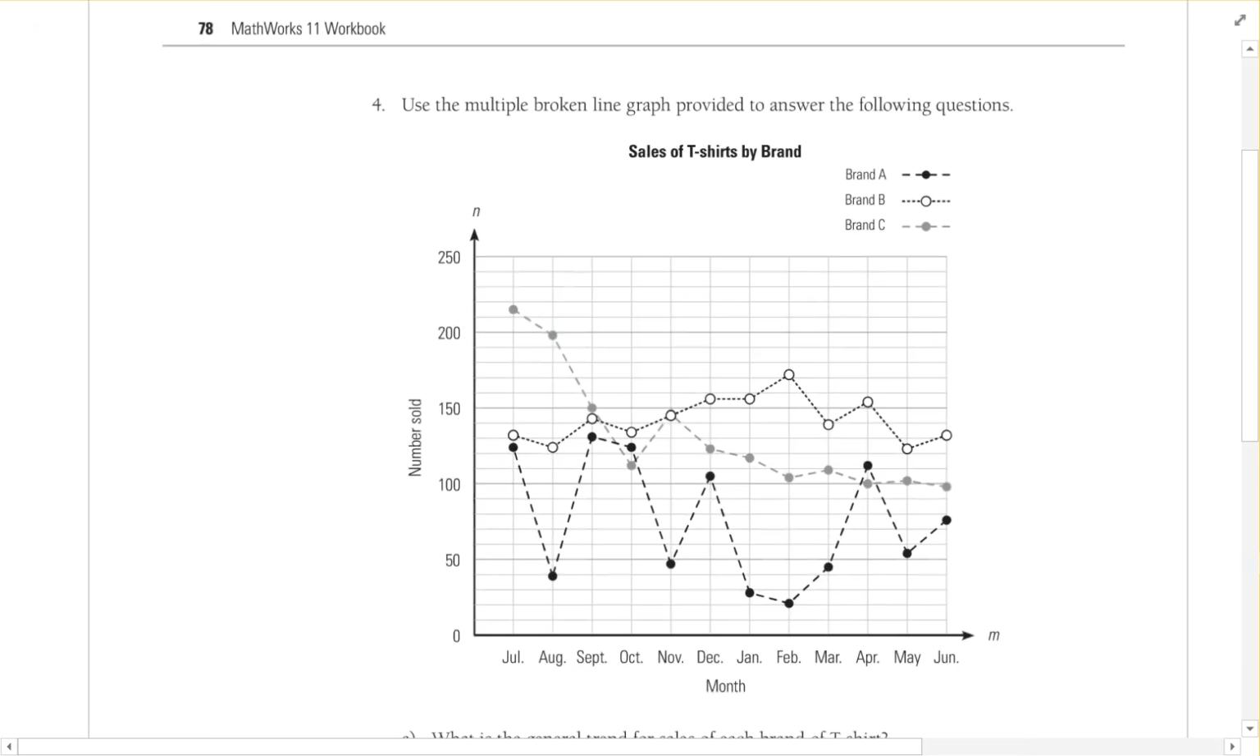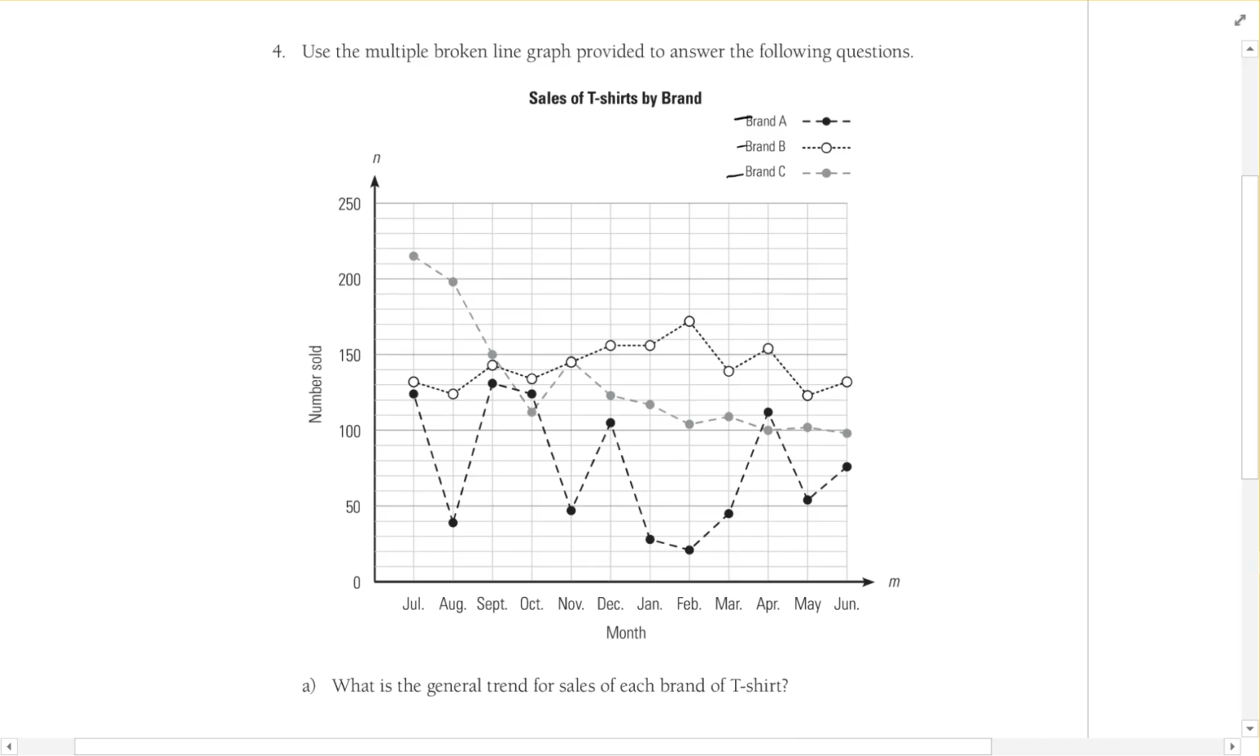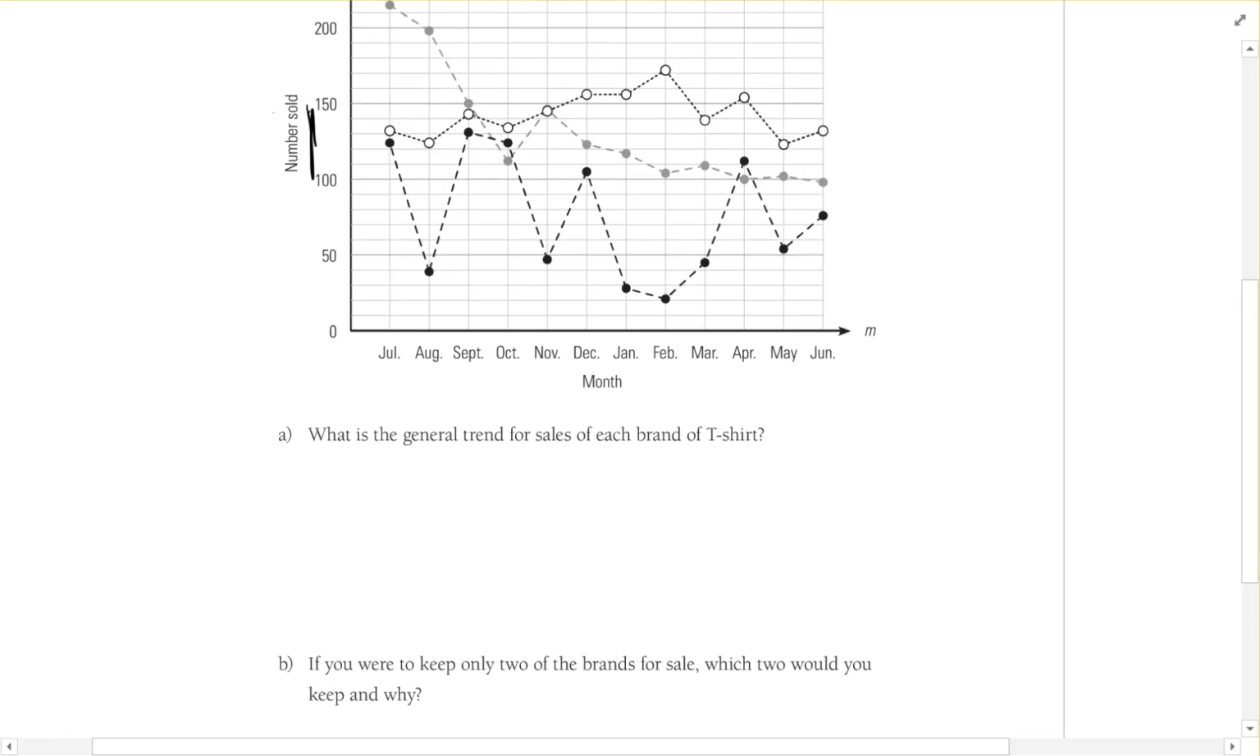Use the multiple broken line graph provided to answer the following questions. So we got a bunch of different stuff here. We got brand A, brand B, brand C. You can see up the side we've got numbers sold, whatever that might be that we're selling. Part A says, what is the general trend for sales of each brand of t-shirt? Okay, B says, if you were to keep only 2 of the brands for sale, which 2 would you keep and why?